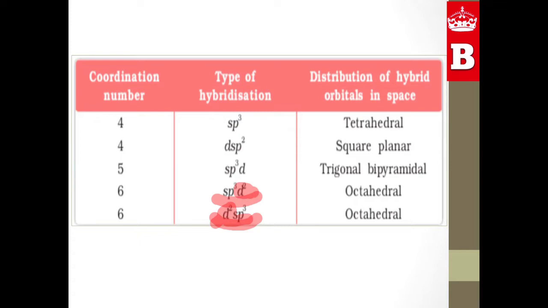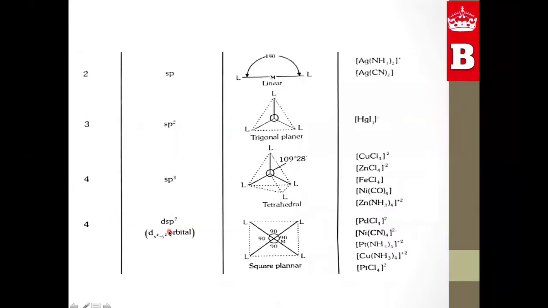And the shape will remain the same, that is octahedral, and this one will be called an inner orbital complex. So you have to be very cautious when the coordination number is 4 and when the coordination number is 6. Otherwise it will be very simple.